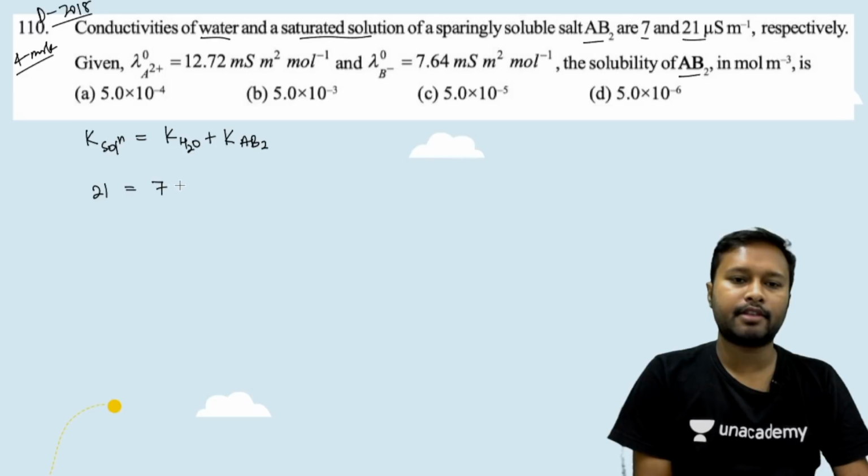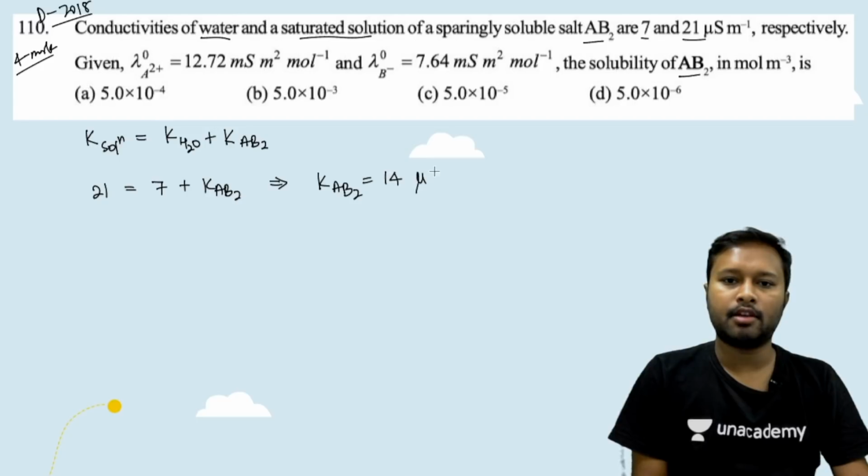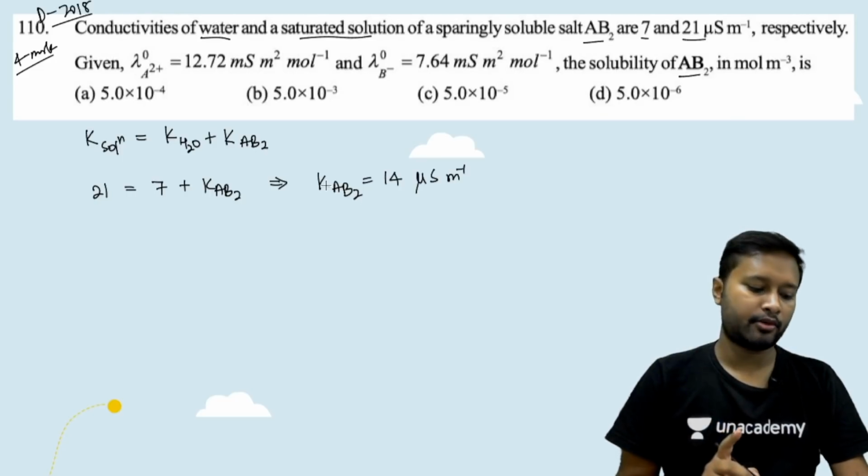For water it is given 7, and this is not given to me. So basically what I can interpret is that the conductivity of my salt is going to be 21 minus 7, that is going to be 14 microsiemens per meter. Okay, this is going to be the conductivity of my salt. This is very important to calculate.